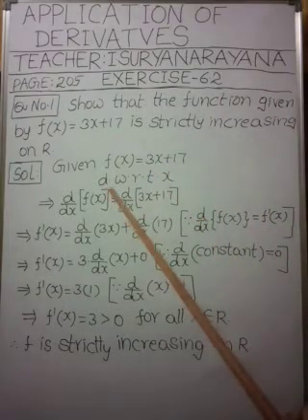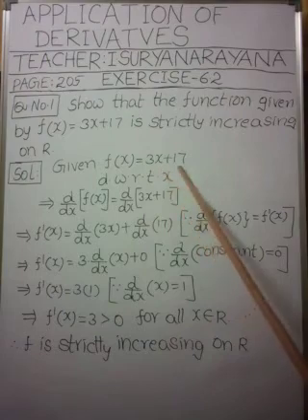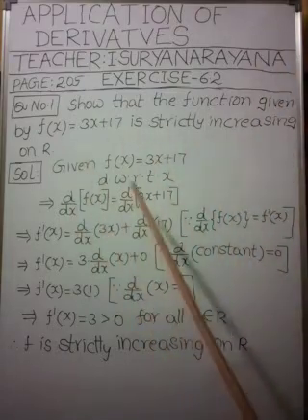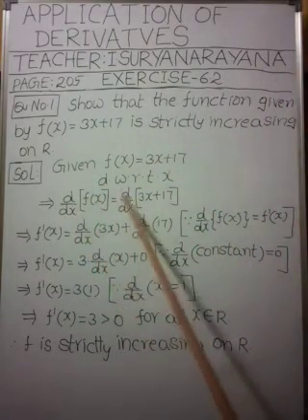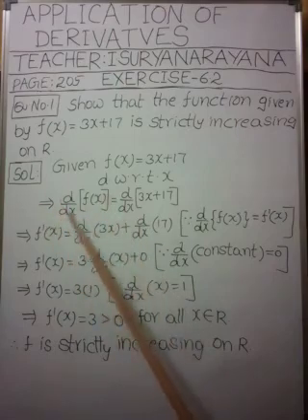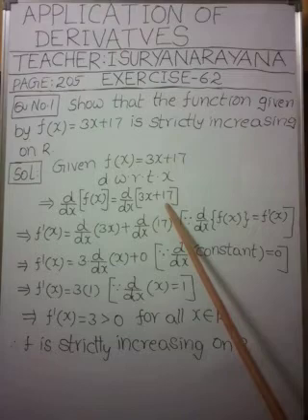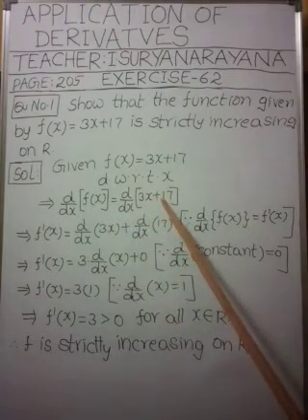Okay, my dear children. For that we have to differentiate with respect to x. Then what is the differential operator? Yes, d by dx. So I wrote the differential operator d by dx on both sides. This implies d by dx of f of x is equal to d by dx of 3x plus 17. Understood this step, my dear children?